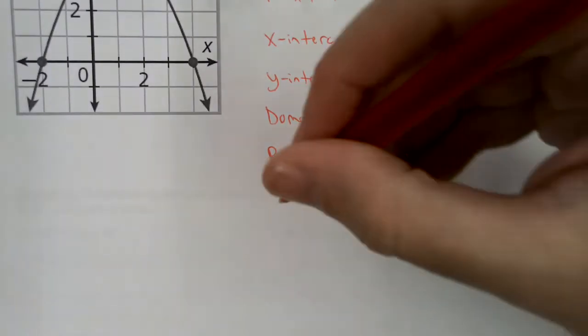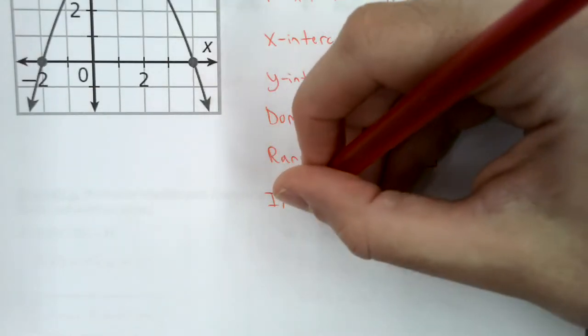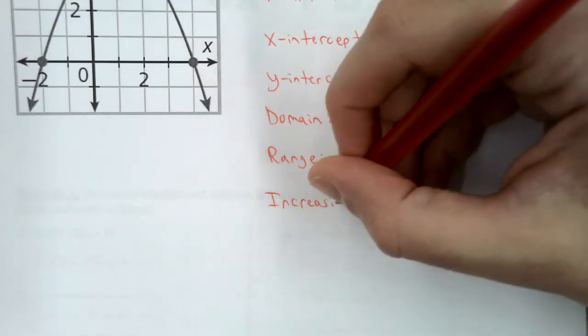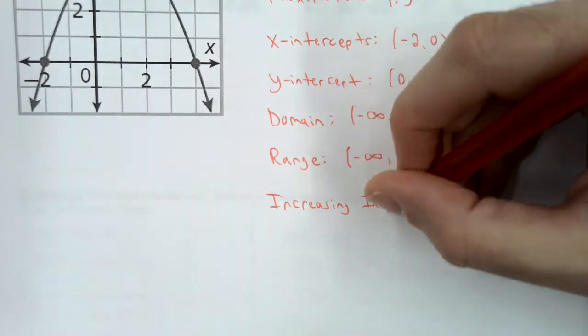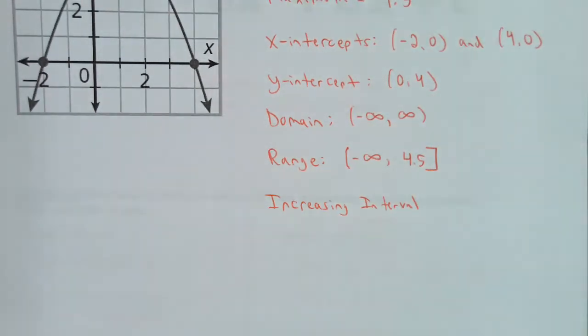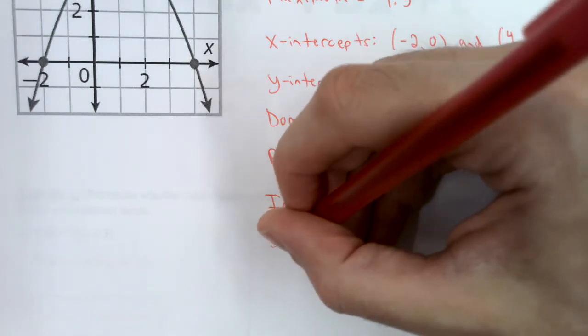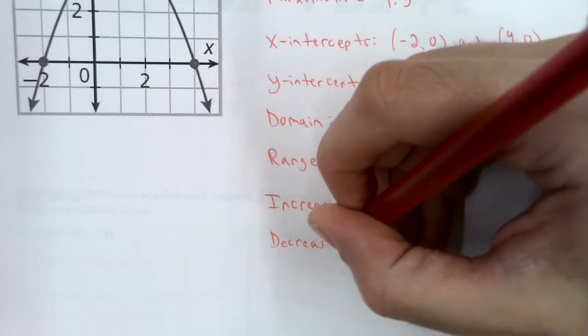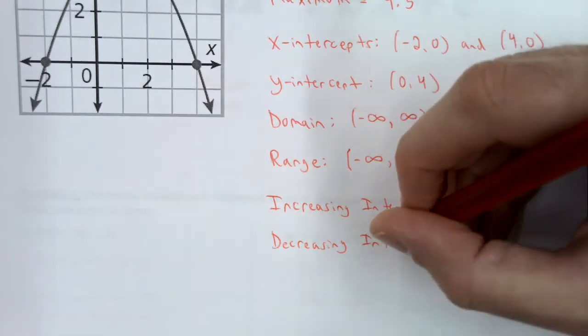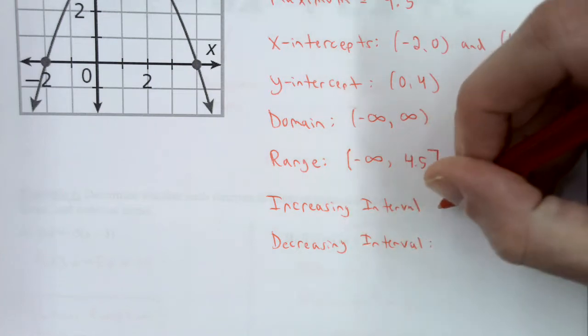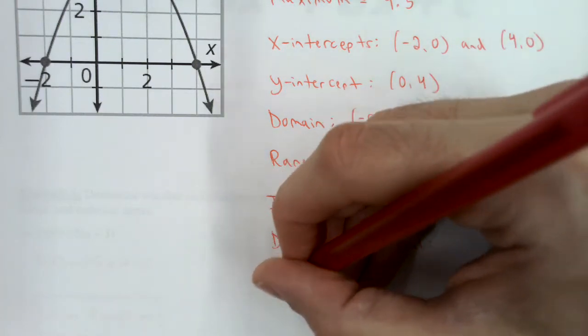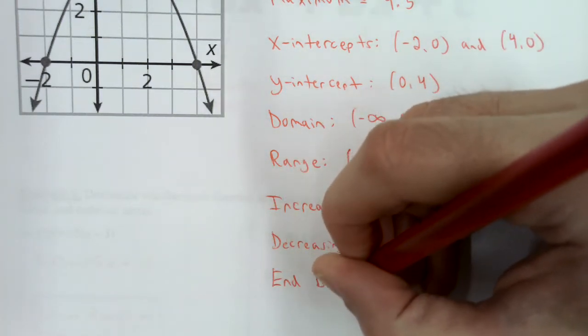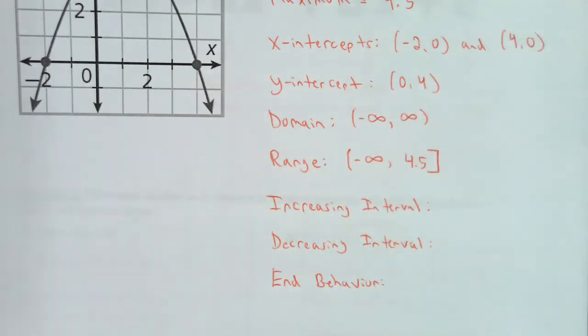And now we got 3 more things. We got the increasing interval. These are the hardest ones. Then we got the decreasing interval we have to do still. And then we have the end behavior. So, and these are the hard ones, I feel like, for most people. These are the tricky ones.